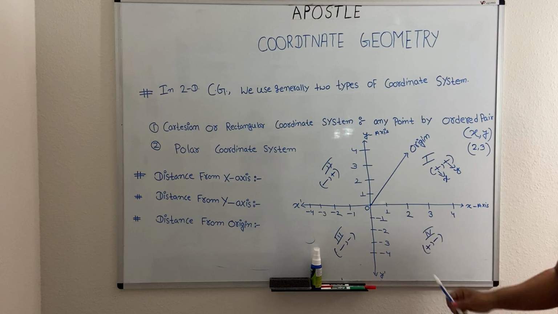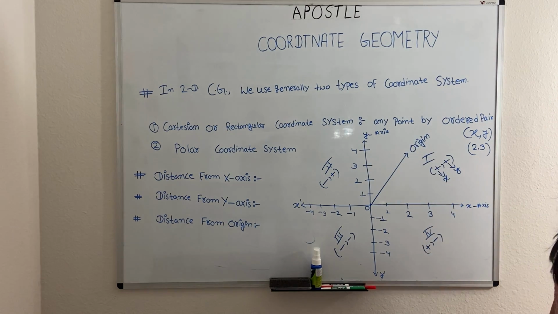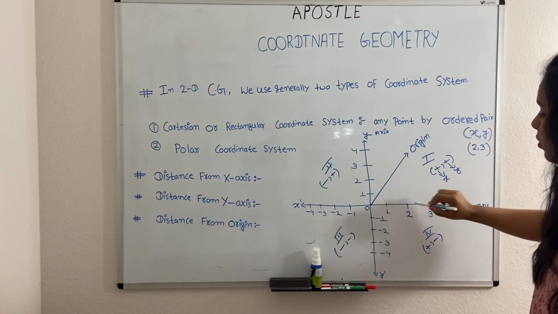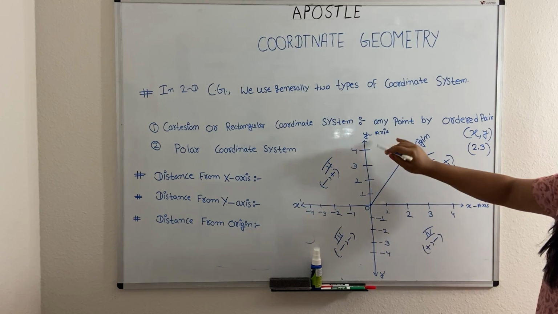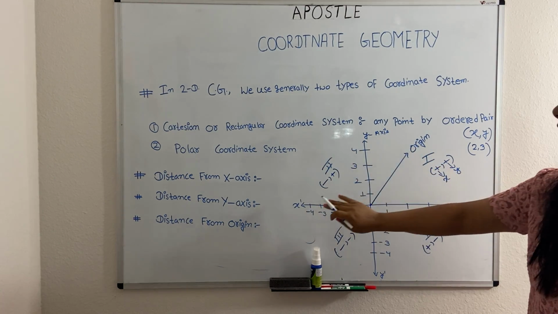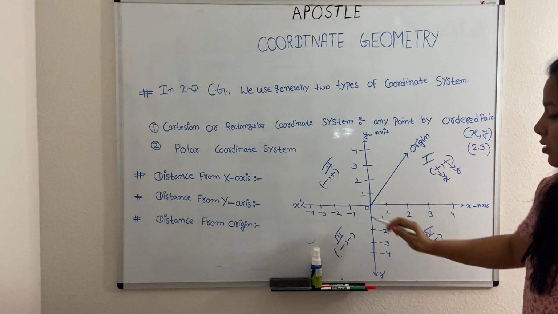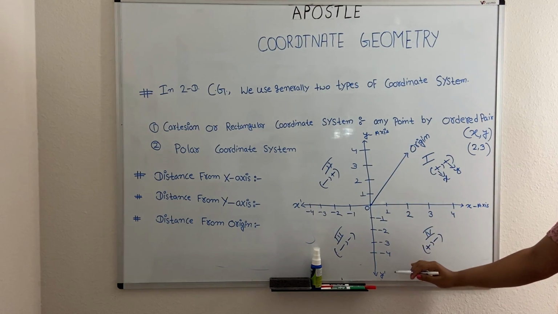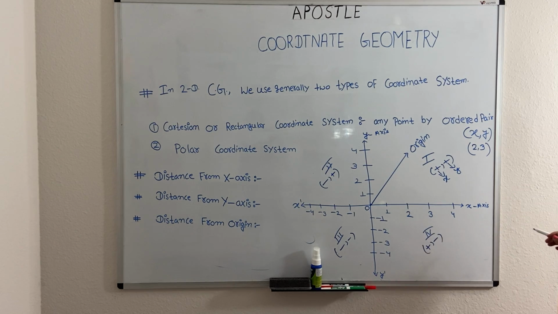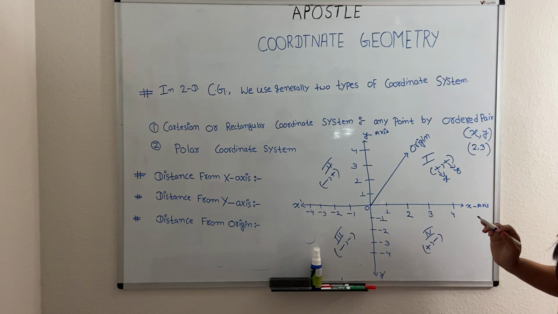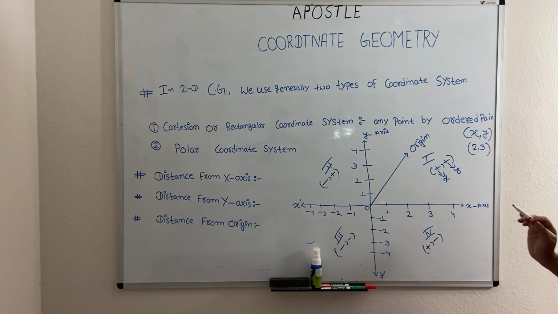We call this the Cartesian or rectangular coordinate system. Why do we call this Cartesian and rectangular coordinate system? Because here each line is perpendicular to the others. Here the x-axis is perpendicular to the y-axis, x dash is perpendicular to the y-axis, x dash is also perpendicular to the y dash axis, and the y dash axis is perpendicular to the x-axis. So each and every line is perpendicular to the others. That's why we call this system the Cartesian or rectangular coordinate system.